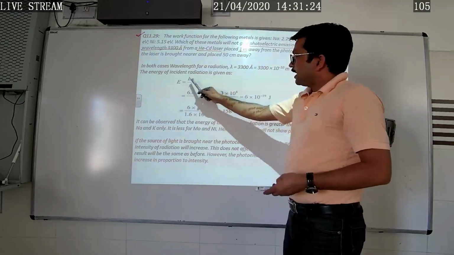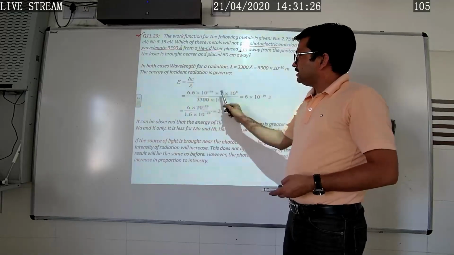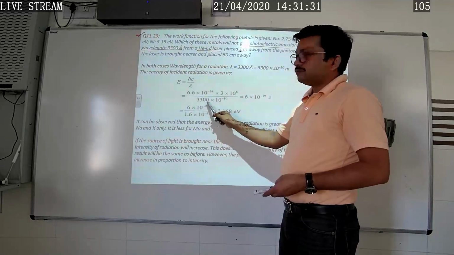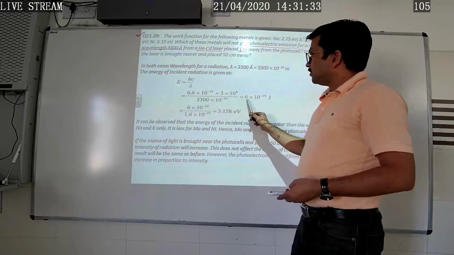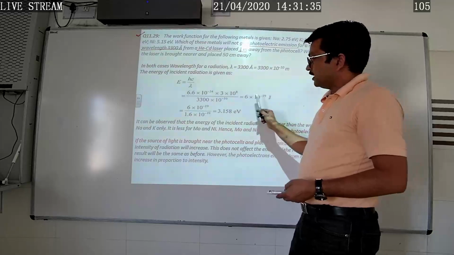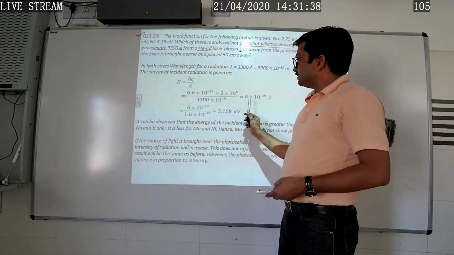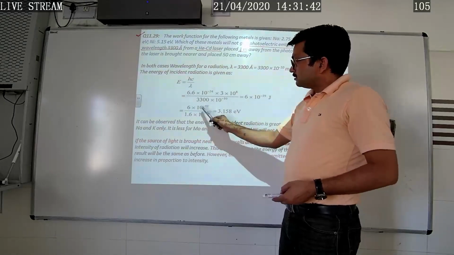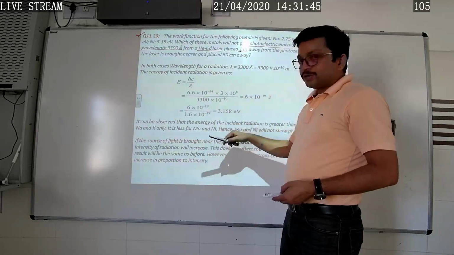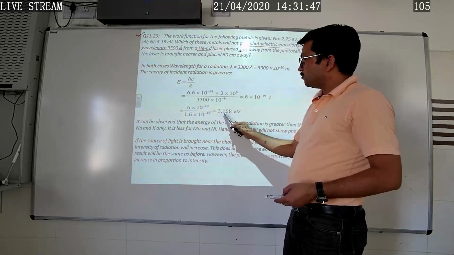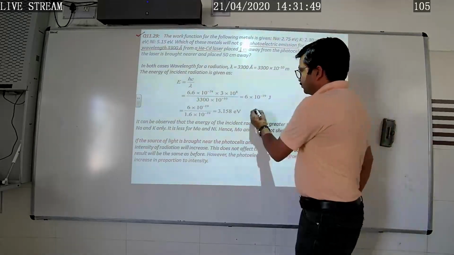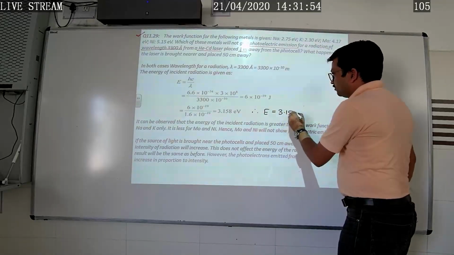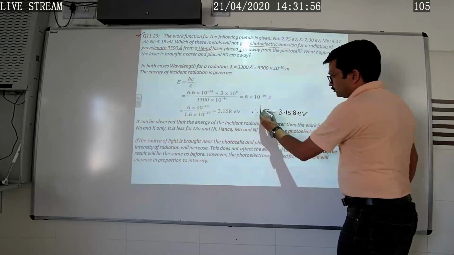So we have h, Planck's constant, c, speed of light, and lambda, the wavelength, which is given as 3300 angstrom. So we got the value of energy in joules. Then by dividing this by 1.6 into 10 to the minus 19, the joule gets converted into electron volt. So we got 3.158 electron volt. Therefore the energy of the incident radiation is 3.158 electron volt.